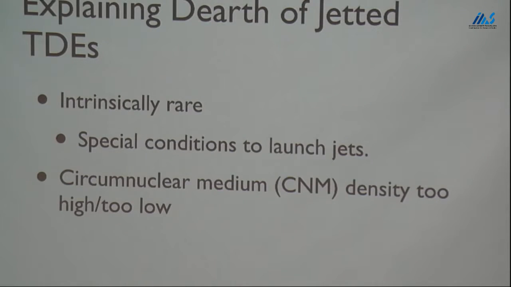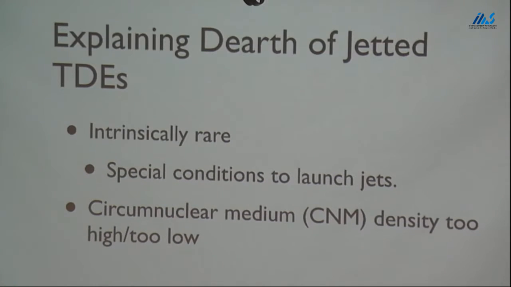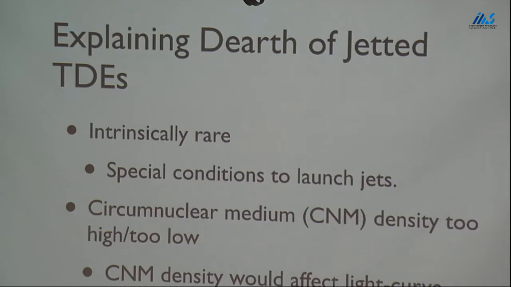The second class of explanations is that jets are not intrinsically rare, but generally the density of the circumnuclear medium is too high or too low to produce observable synchrotron emission from the jet. And the density of the circumnuclear medium could affect the light curve peak and the light curve time. So in order to explore this possibility, we need to figure out a physically plausible range for the density of the circumnuclear medium.